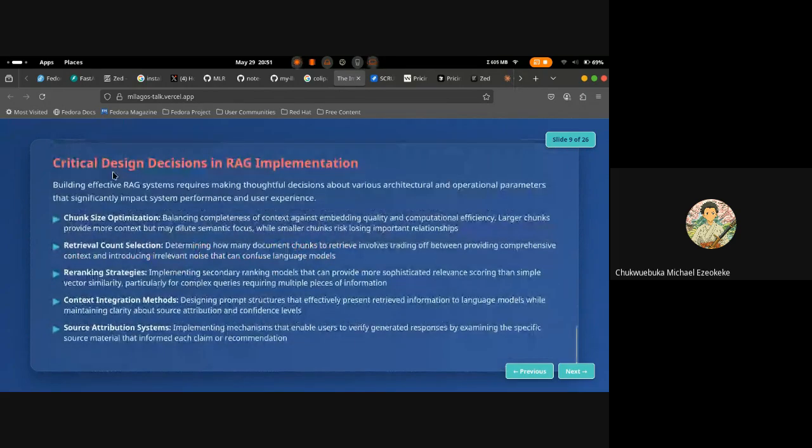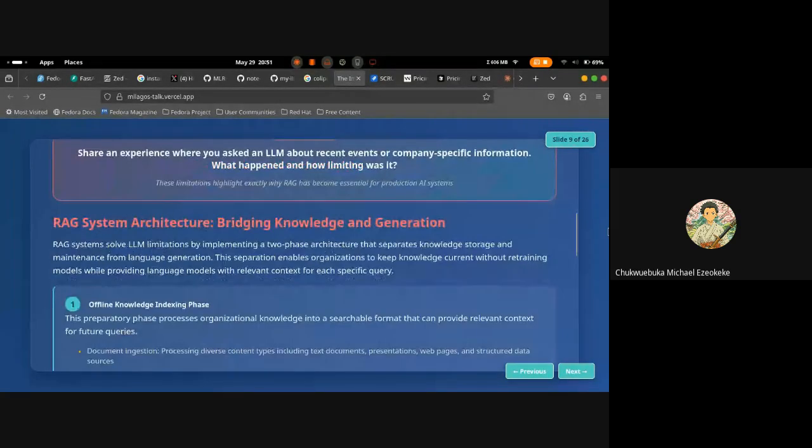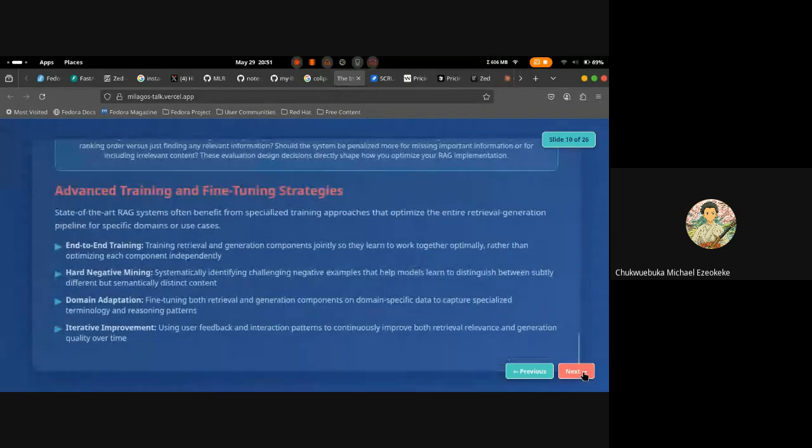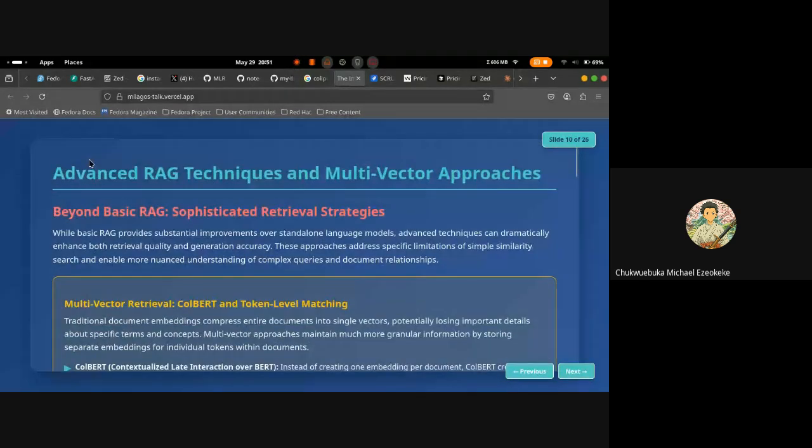Critical design decisions: when you're trying to decide on a RAG implementation, you need to consider chunk size optimization, because a larger chunk can provide more context but could reduce semantic focus, while smaller chunks might lose important relationships. And then you have to look into retrieval count selection, ranking strategies, and the rest. These are just advanced RAG techniques and approaches beyond basic RAG. But I think we end on this.